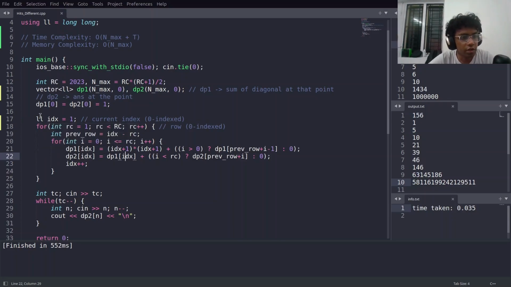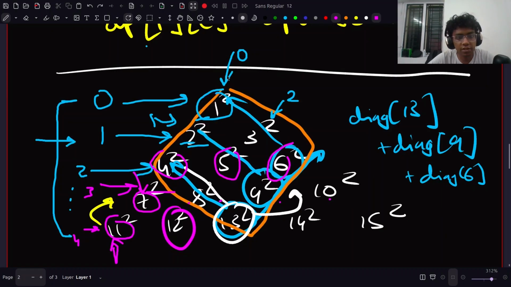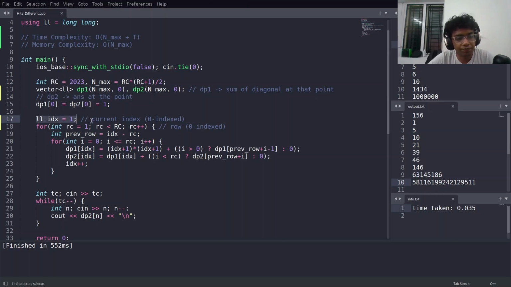So now we have idx is 1. This is the current index in 0 indexing. So the index of this position will be 0, the index of this position will be 1, and then the index of this position will be 2 and so on. That's it being 0 indexed for convenience. Also the rows are 0 indexed. So this row will be row 0, then this row is row 1, and this row is row 2, and so on. This is going to be tracking the current index in our dp.